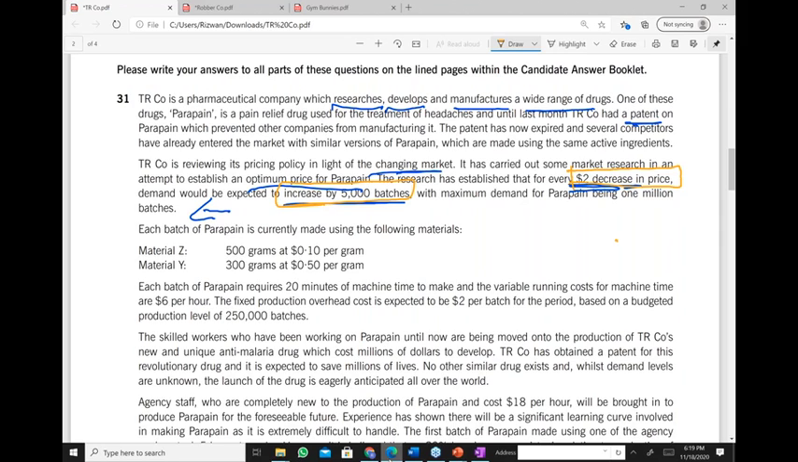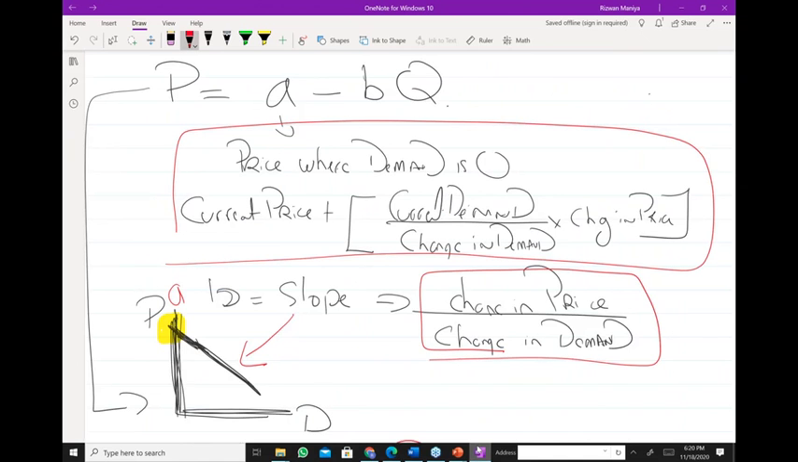Okay, Salman Raza has given me the answer. To find A from the formula, I need current price, which I don't have. I need current demand, which I don't have. What I have is change in price and change in demand. Are you getting the point? What I don't have is current price and current demand. So how will I be able to work it out?